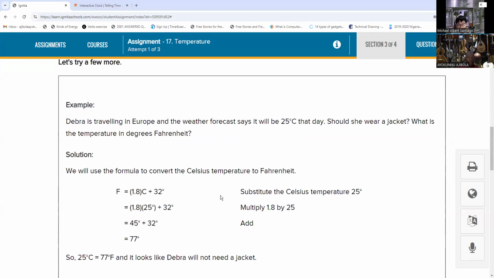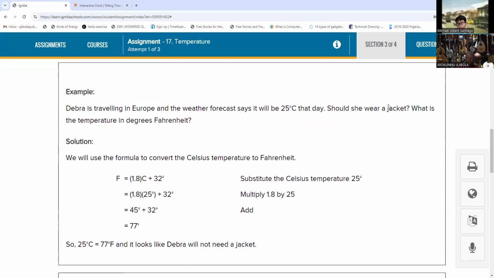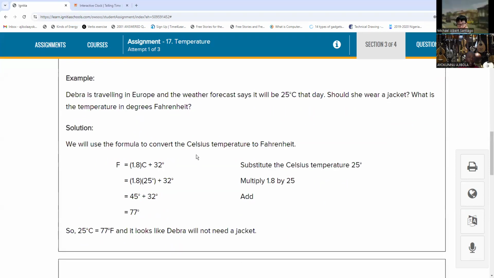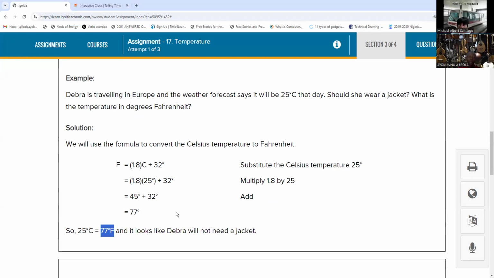So let's look at this example. Deborah is traveling to Europe and the weather forecast says it will be 25 degrees C that day. Should she wear a jacket? What is the temperature in degrees Fahrenheit? Since it's 25 degrees C, multiplied by 1.8, you get 45, then you add 32 degrees, which is 77. So she's not going to need a jacket because the temperature is going to be high, okay?